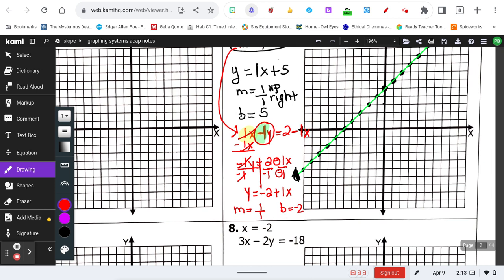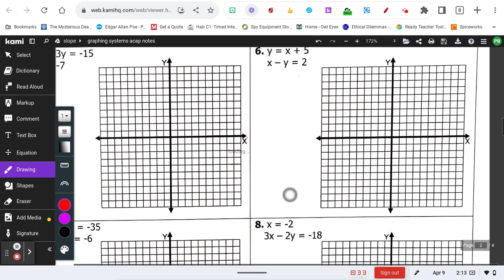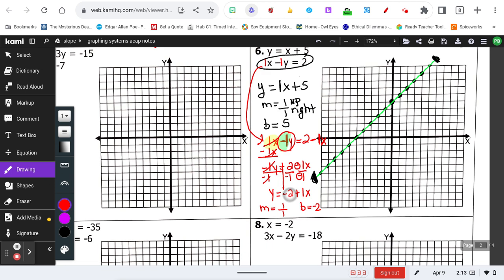Okay, let's work on that one, guys. So let's begin at negative 2. There we go.